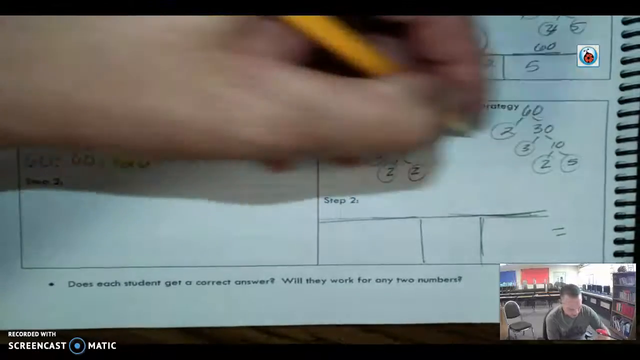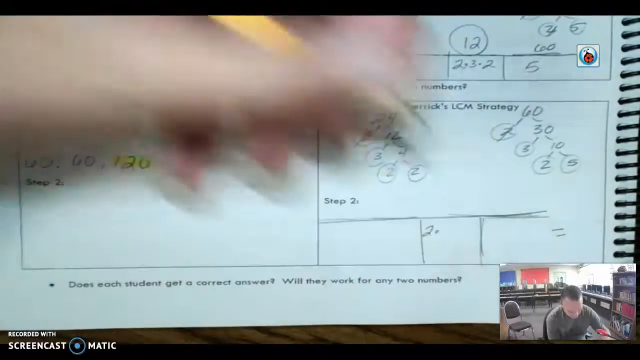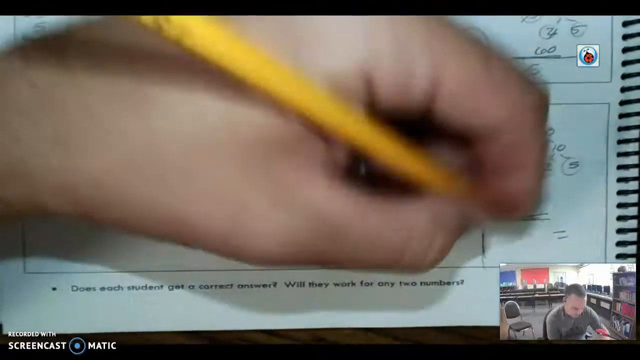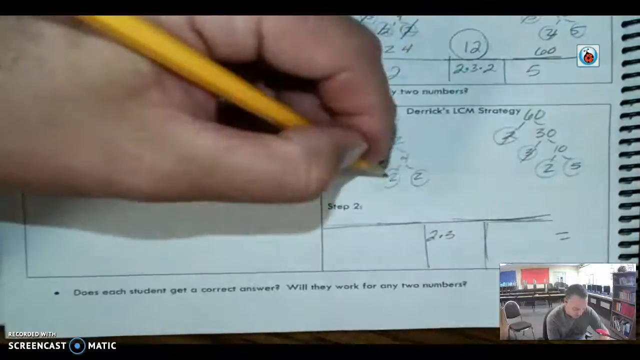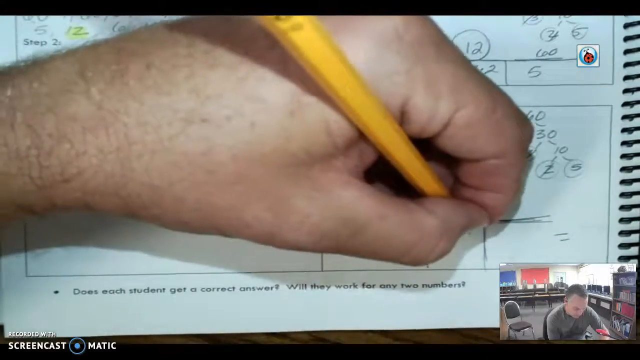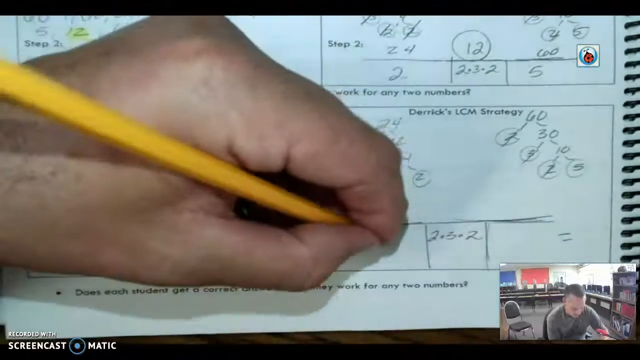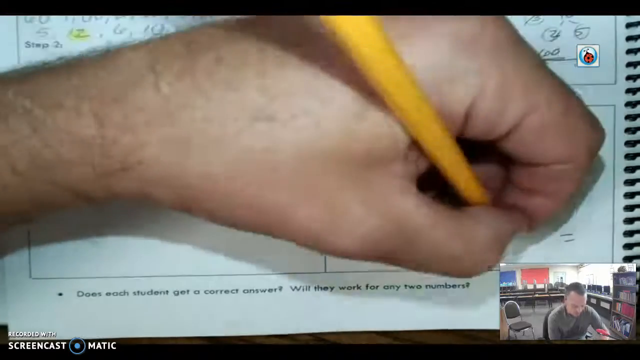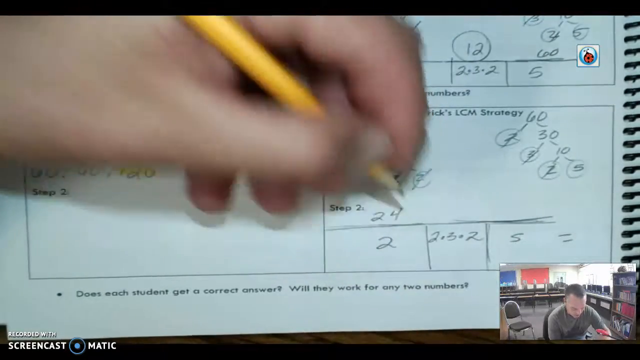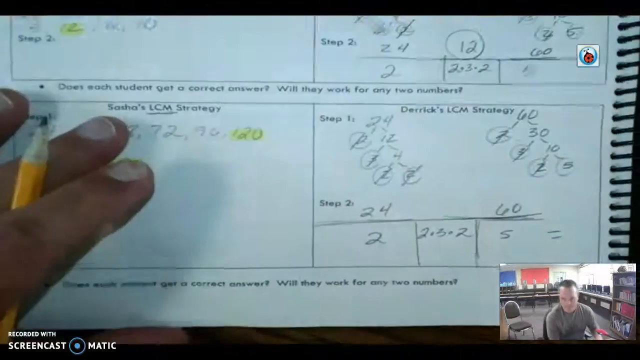So they share a 2 and a 2. They share a 3 and a 3. They share a 2 and a 2. They don't share this 2 right here, and they don't share this 5. I'm sorry, I should have put this earlier. 24 is here and 60 is here.